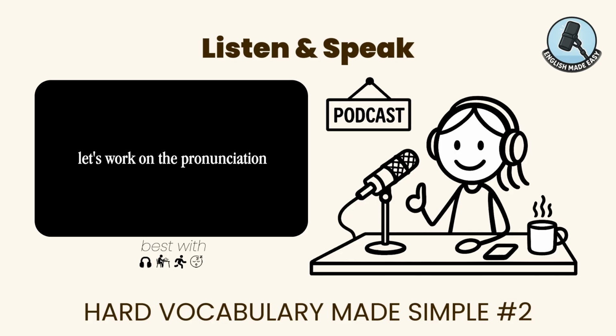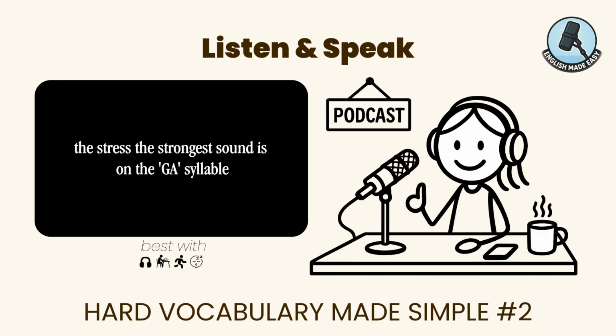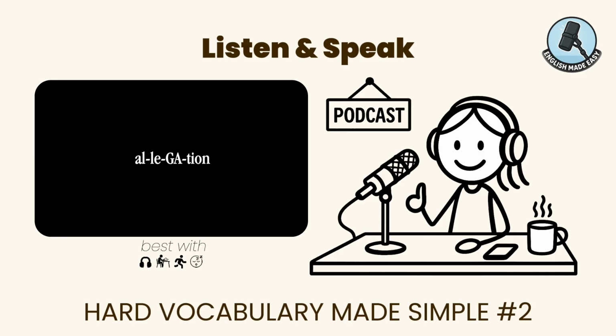Let's work on the pronunciation. Al, lay, gay, shun. We can break it into its syllables. Al, lay, gay, shun. You'll notice that shun sound at the end, which is very common in English. The stress, the strongest sound, is on the gay syllable. Al, lay, gay, shun. Let's say it together, nice and easy. Allegation. Wonderful. An allegation is a noun.